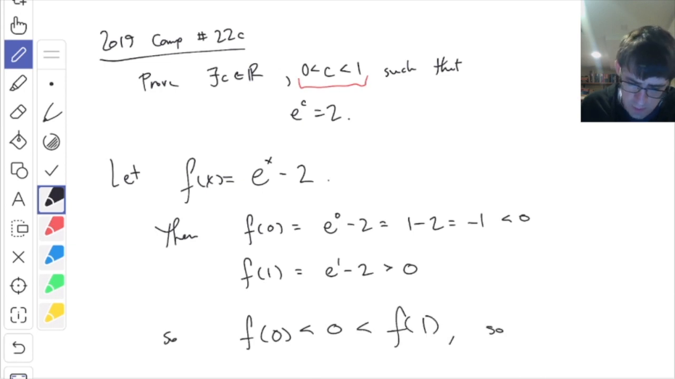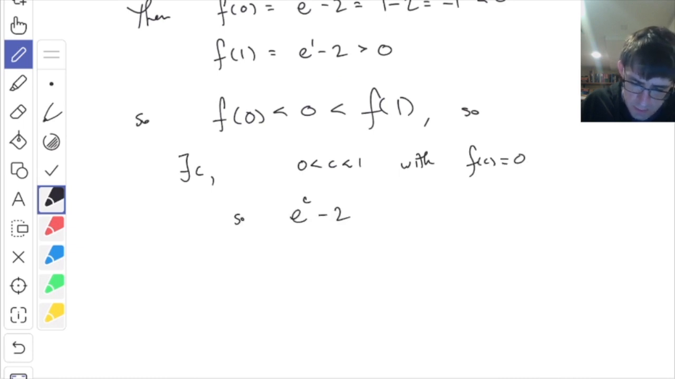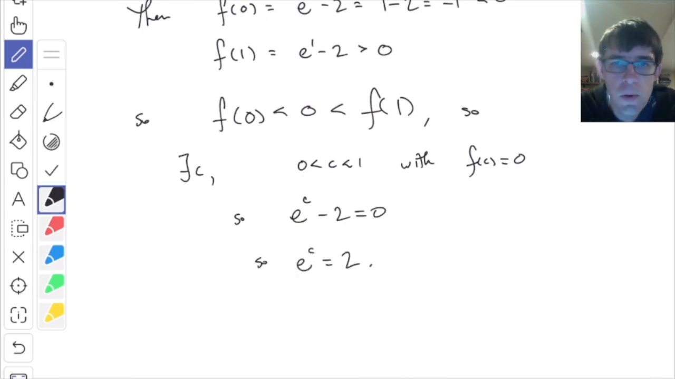And so there exists c. c is between 0 and 1 with f of c equals 0, which means e to the c minus 2 equals 0, which means e to the c equals 2. I hope that's what you all said.